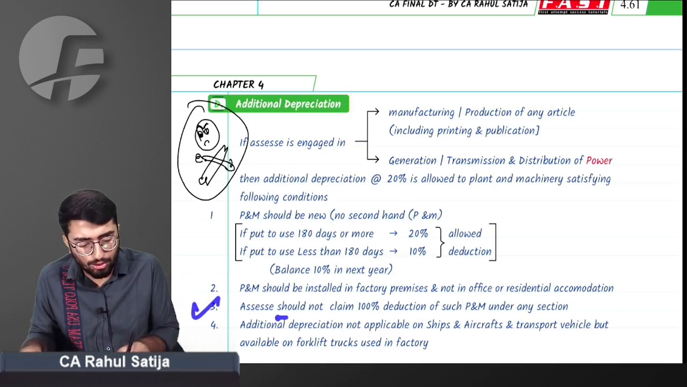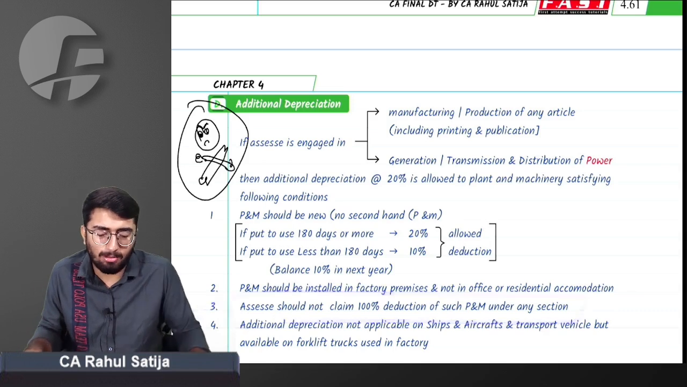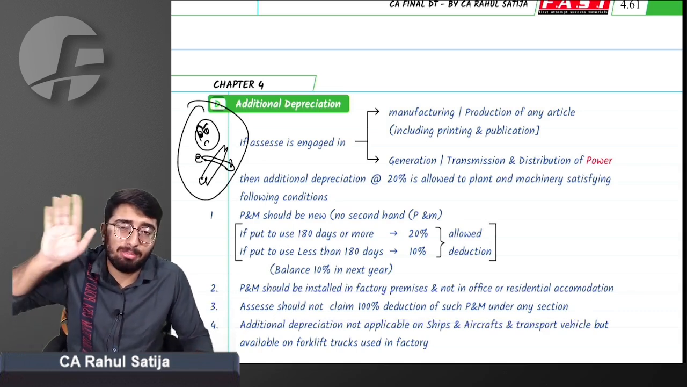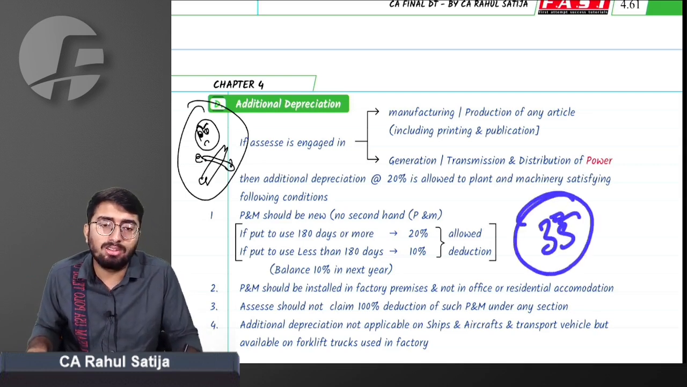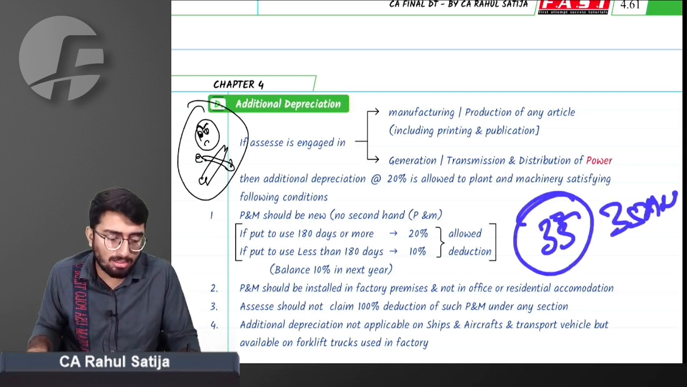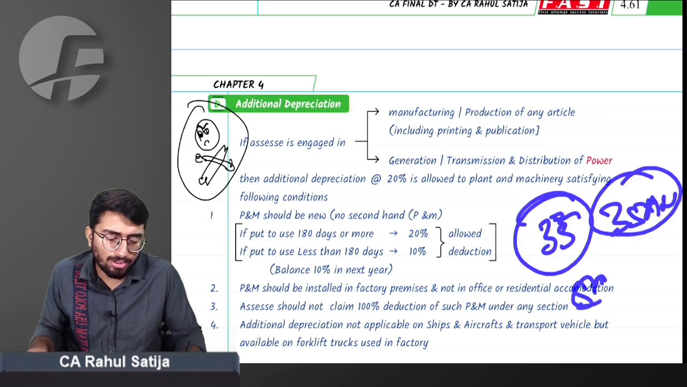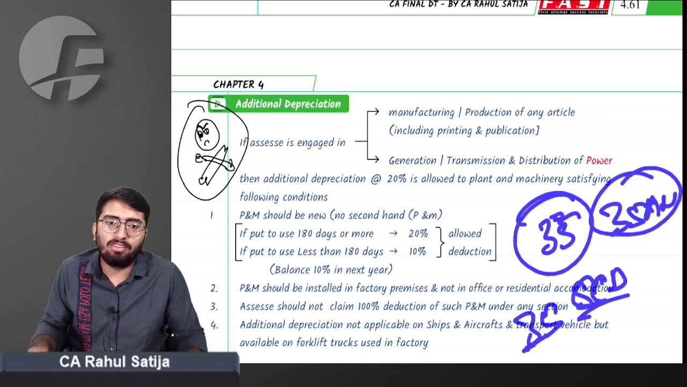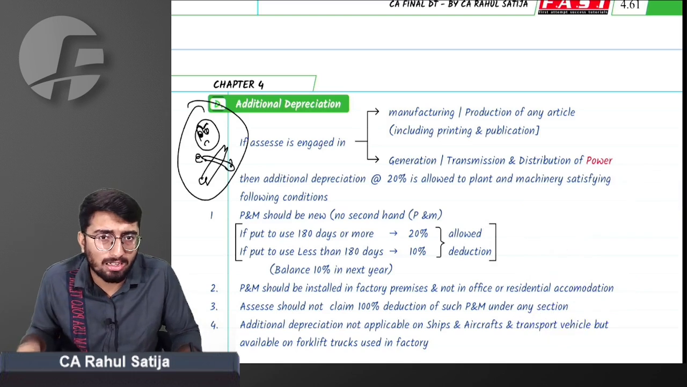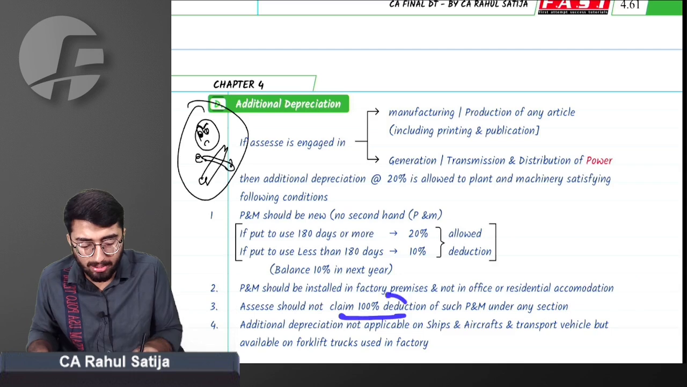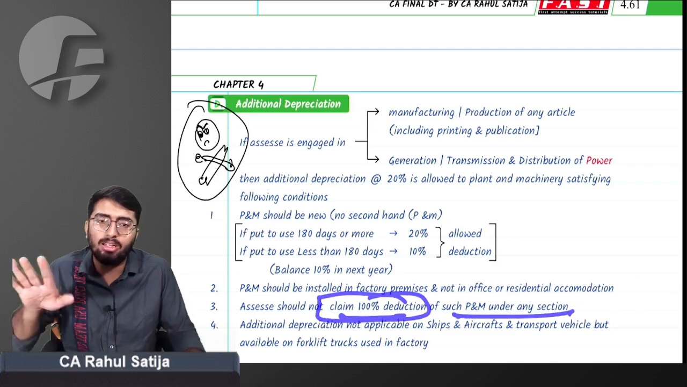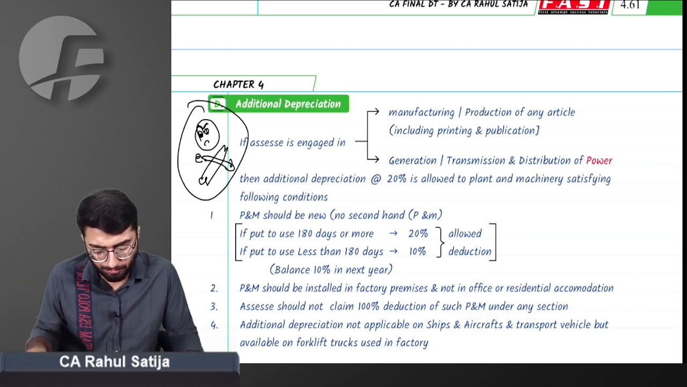The third condition: the SSC should not claim 100% deduction on such plant and machinery. There are many businesses which are entitled to 100% deduction, for example businesses doing research, or doing skill development projects under section 35CCD. Whatever capital asset you acquire, you are entitled to 100% depreciation on those assets. For that matter, you should not have claimed 100% deduction on such assets. Then only you are entitled to additional depreciation.